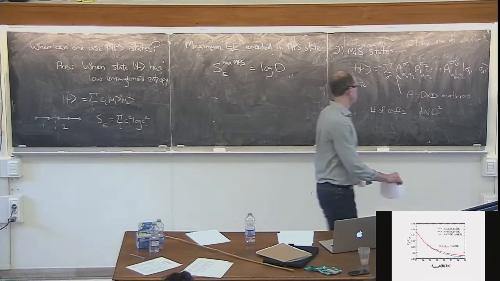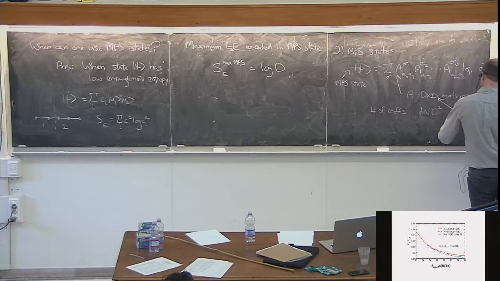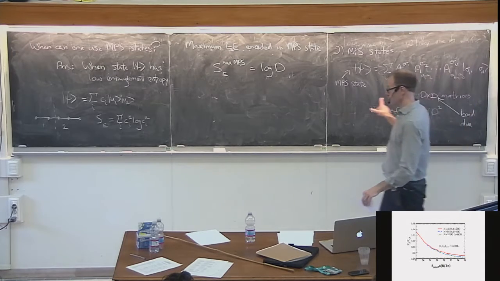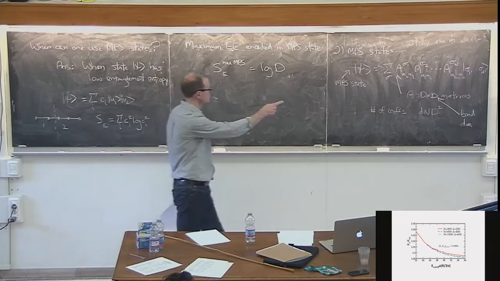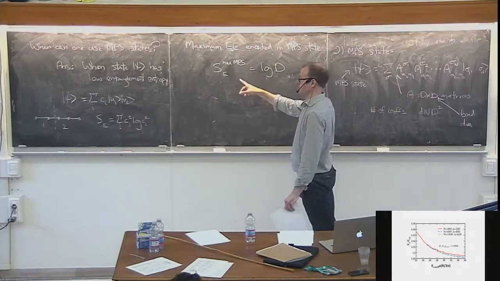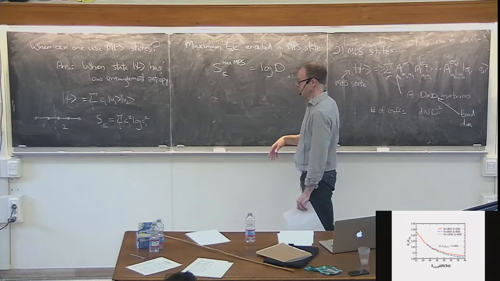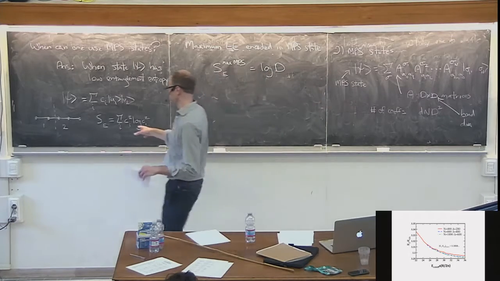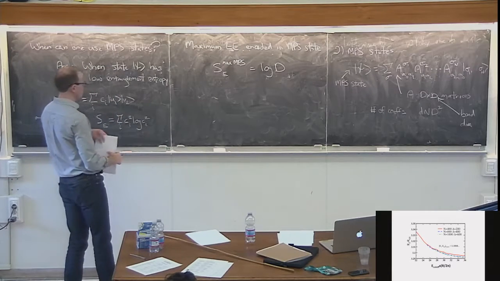So this D here is the size of your A matrices, which is often referred to as your bond dimension. The bigger D is, the more entanglement entropy can be encoded in this state, and so the more entanglement entropy you can represent for a given many-body state.